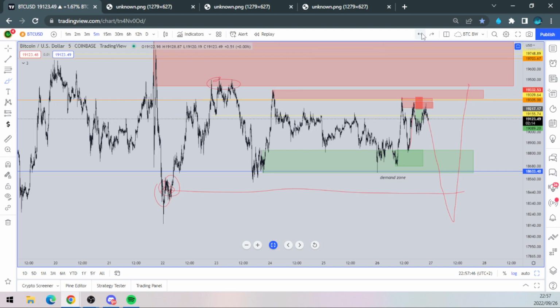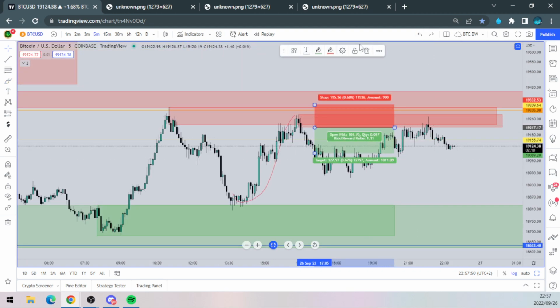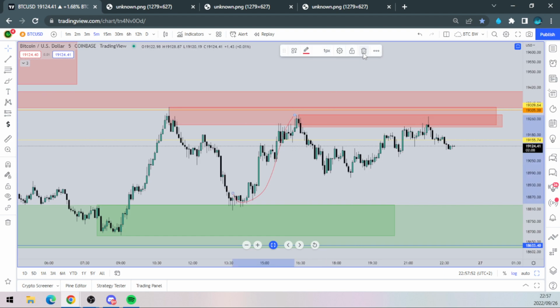So that's the plan. And now you can see that price is here, and as price moved away from the red zone here and we broke some structure here, the pullback into this supply zone is the one to take with the stops above here.